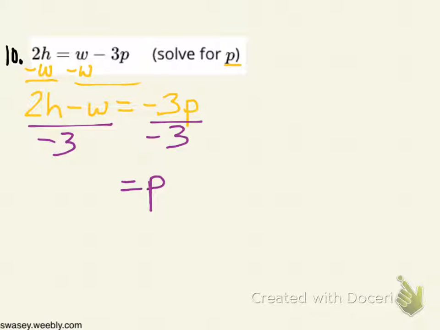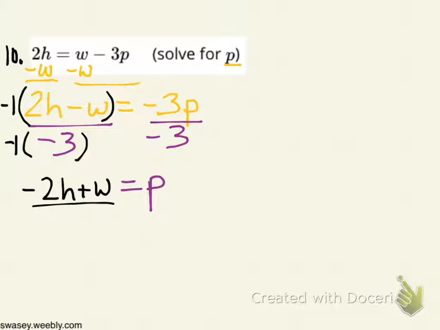Typically you will not see a negative in the denominator in the final answer. So what you can do on this one is multiply both the top and the bottom by negative 1, and that'll change every sign. So distribute on top, you get negative 2h plus w, and on the bottom negative 1 times negative 3 is positive 3.